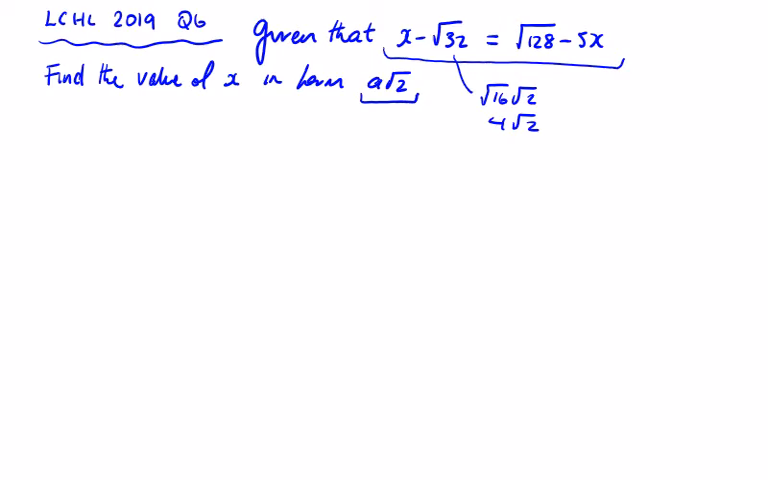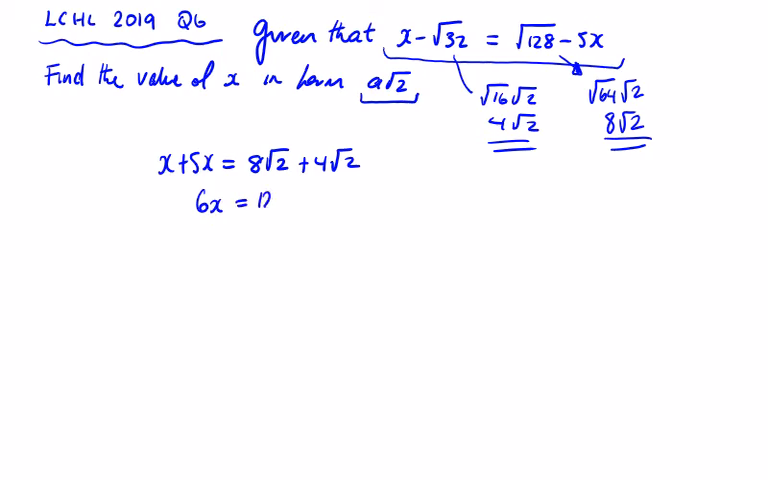And the square root of 128 is the square root of 64 by the square root of 2, which is 8 root 2. So let's simplify it down using these two values. So bring the 5x across, we're going to get x plus 5x is equal to 8 root 2. And what are we bringing across? We're bringing across a minus 4 root 2, so plus 4 root 2.